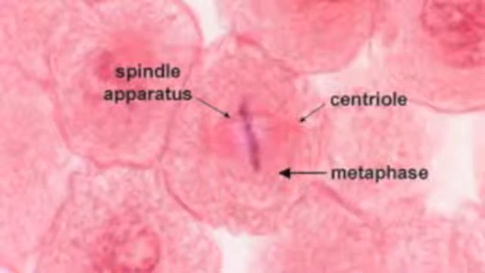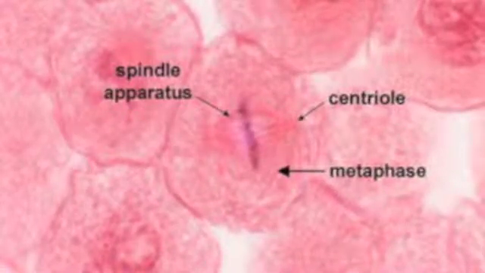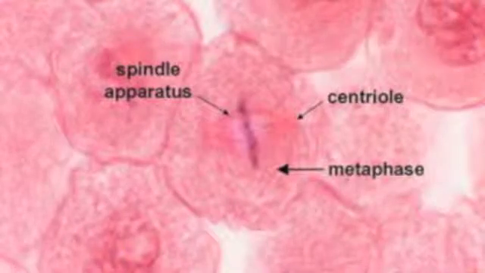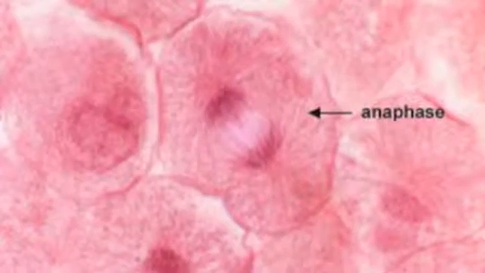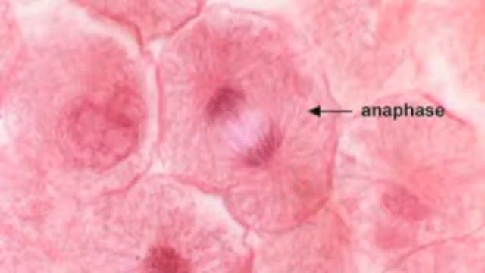By metaphase, the chromosomes have lined up in the middle of the cell, forming the metaphase plate. Each kinetochore is bound by a kinetochore microtubule coming from the centrosomes. Anaphase is the separation of the sister chromatids. They move towards the opposite poles of the cell.